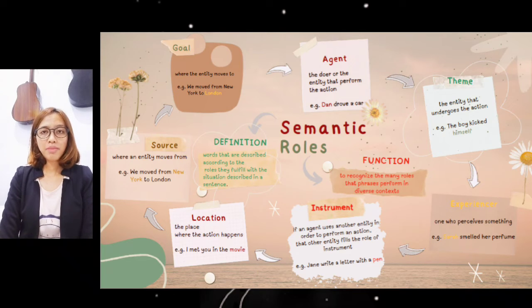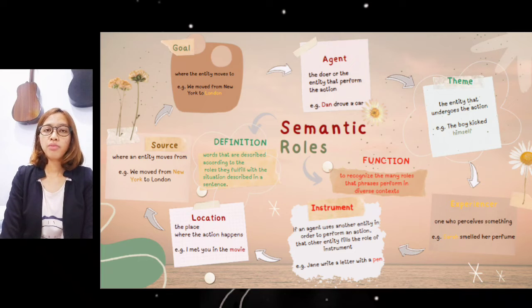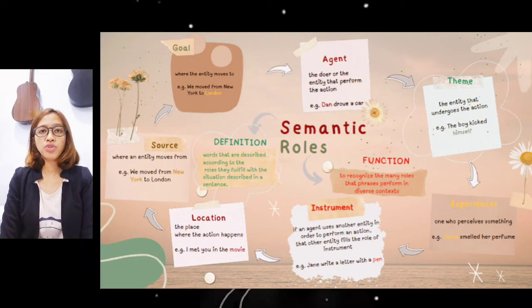The next type of semantic roles is source. Source is where the entity moves from. Take a look at the example. We moved from New York to London. As I said before, the source is where the entity moves from. So the source from this sentence is New York.